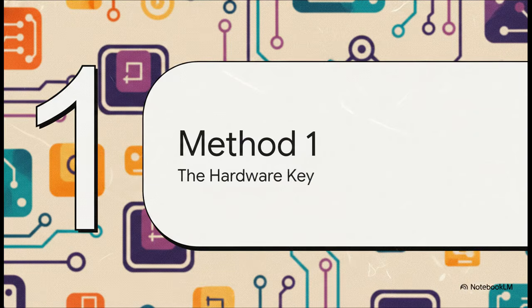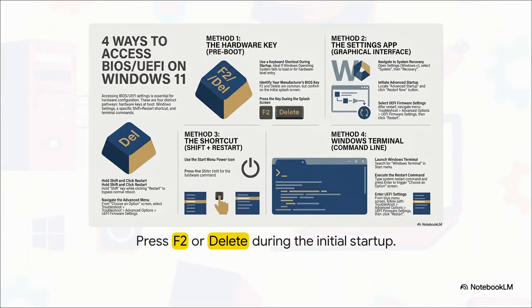All right, first up, method 1, the hardware key. This is also known as the pre-boot method. This is the classic old-school way in, and honestly, it's an absolute lifesaver when your operating system is throwing a tantrum and Windows refuses to load at all.